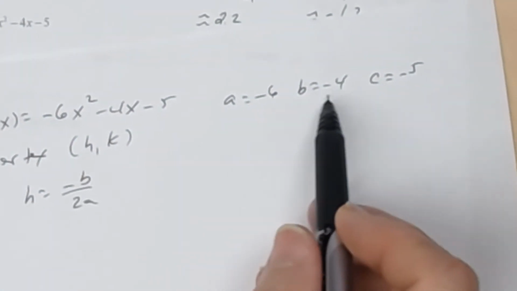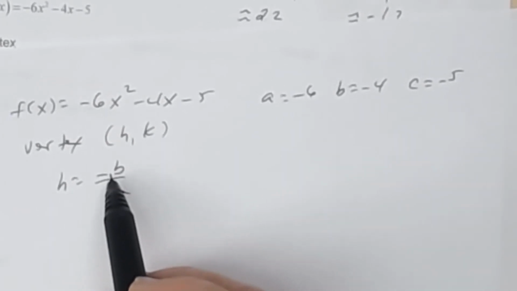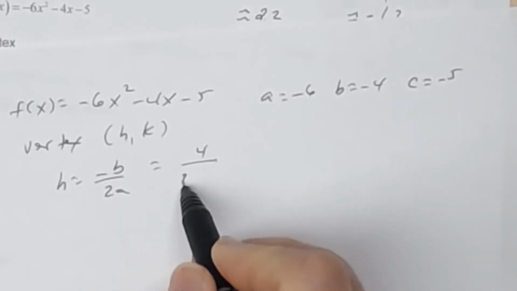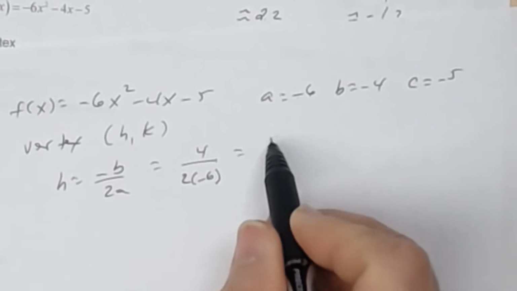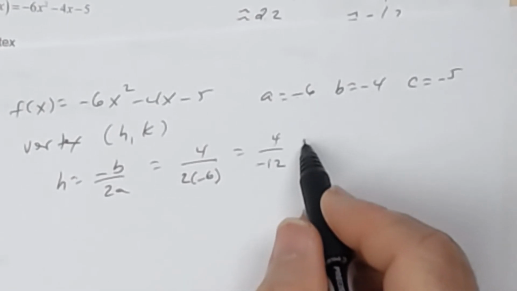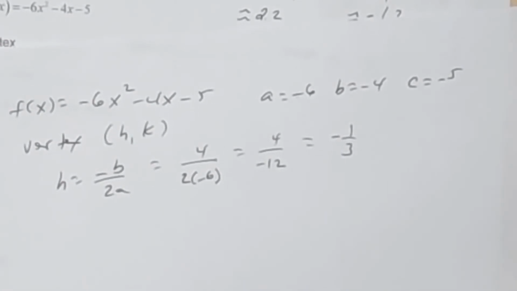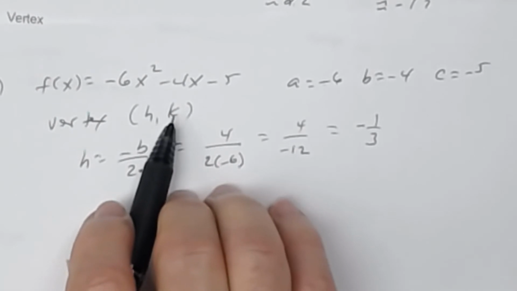Okay, so if b is negative 4, then the opposite of negative 4 is a positive 4, divided by 2 times a, which is negative 6. So I get 4 divided by negative 12. I would go ahead and reduce this, which reduces to negative 1/3. All right, so leave it as negative 1/3. I have a fraction again, no big deal. We can handle fractions.